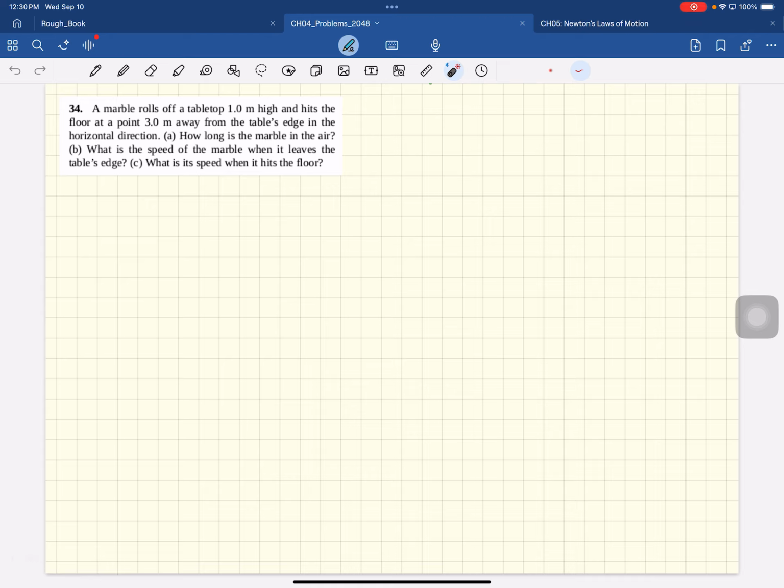All right, so this first problem says a marble rolls off the top of a 1 meter high table and hits the floor at a point 3 meters away from the table's edge in the horizontal direction. How long is the marble in air, and what is the speed of the marble when it leaves the table's edge?